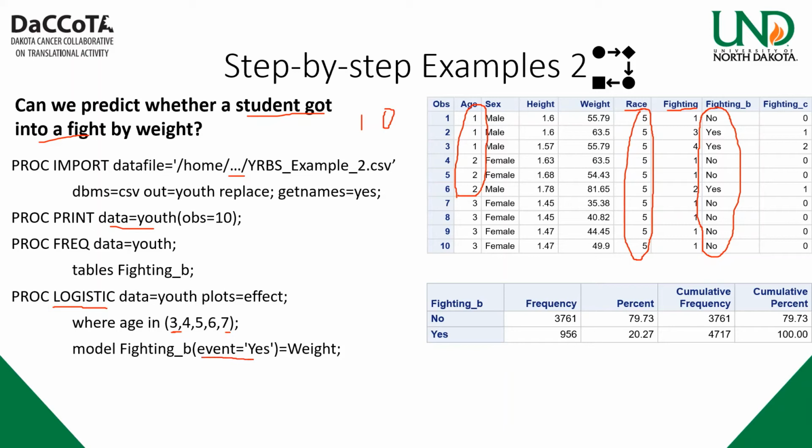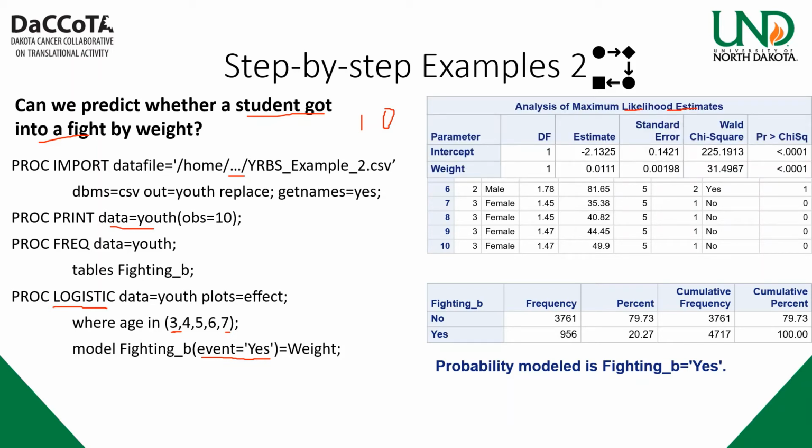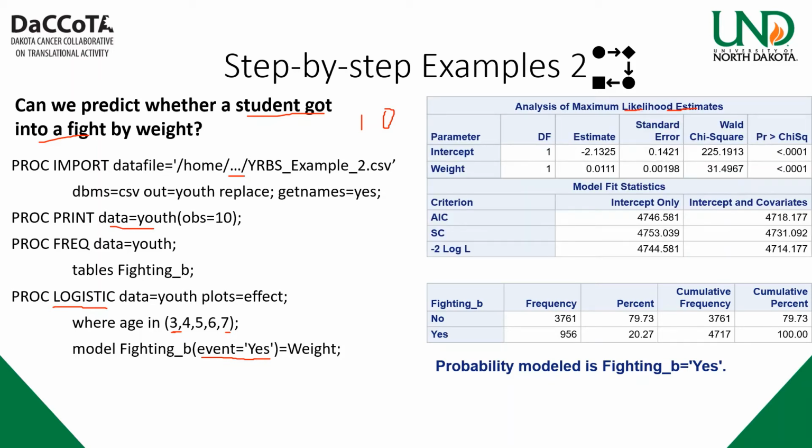And I specifically want to model the probability of them answering yes, or getting into a fight, as opposed to not. So then there's going to be a lot of SAS output that comes out. I'm only going to show you the really important bits. So first of all, there's a probability of modeling fighting as yes, just to confirm that we set it up the way we wanted to. And here's our maximum likelihood estimates and statistics. You see that weight has a high test statistic, so it's statistically significant, so it helps predict whether they got into a fight or not.